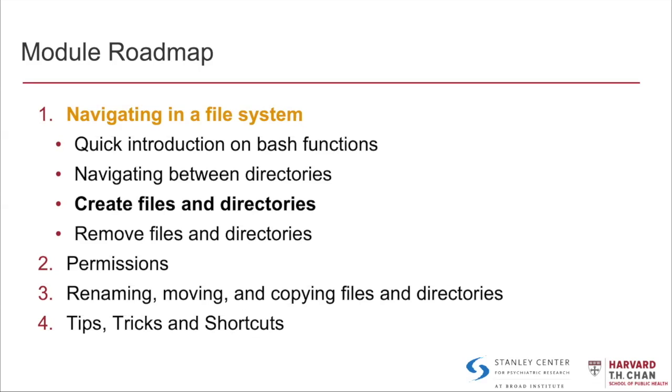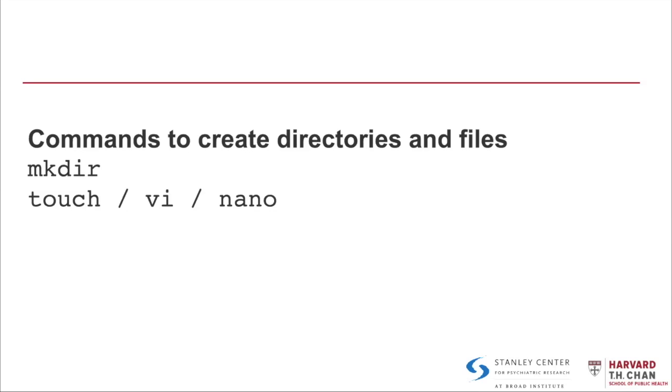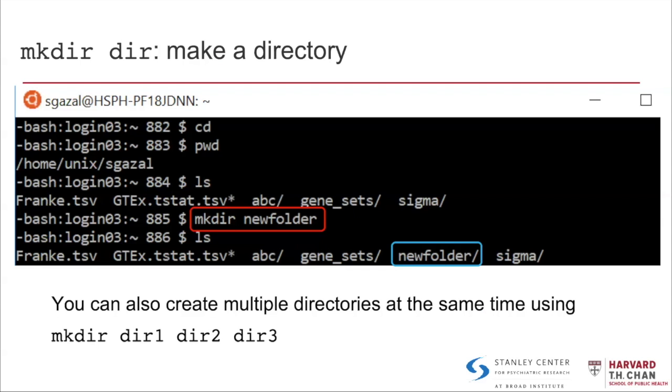Okay, so now let's see how to create files and directories. There are 4 commands we're going to see here: mkdir, touch, vi, and nano. You're going to use the mkdir function to make a new directory. If you need to create a new folder, you just need to type mkdir and the name of your new folder. So here in this example, I've just created a folder that is called new folder.